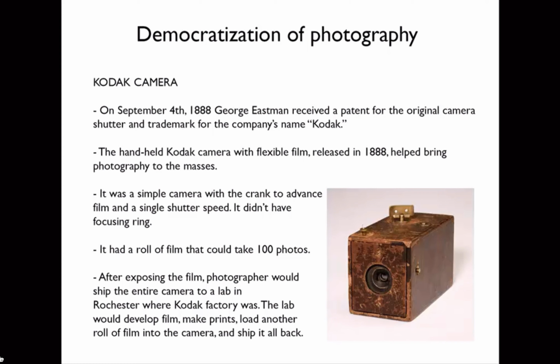Kodak camera was a simple camera with a crank to advance film and a single shutter speed. It didn't have a focusing ring. So it was very hard to do any kind of variation with that camera. It would only focus up to that far, and it only had one shutter speed. It had a roll of film that could take 100 images.